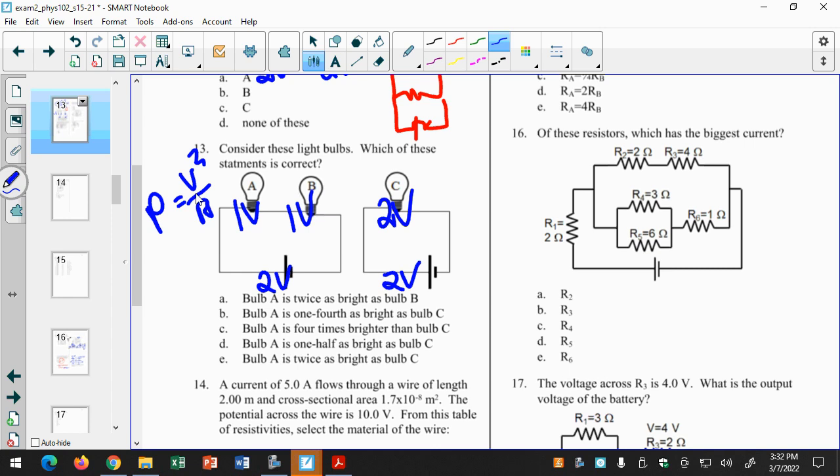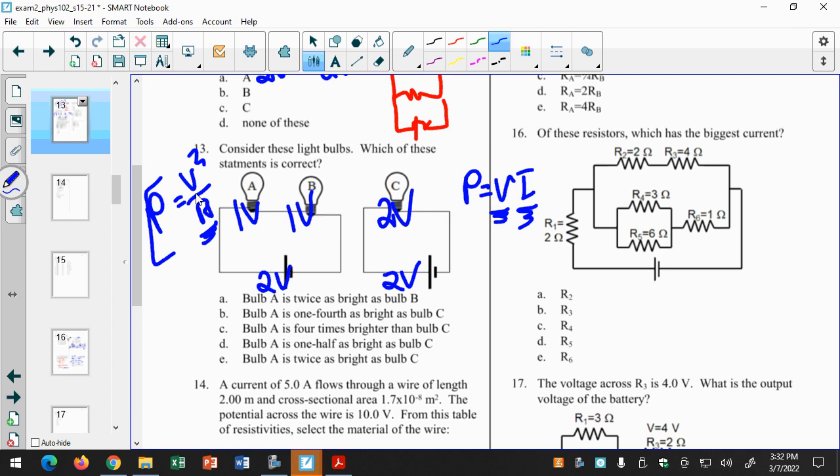The reason, by the way, I didn't use this expression, P equal VI, is because for these light bulbs, they have different voltages, and they have different currents. And I don't really know right off what the currents are, but I do know right off what the voltages are. However, they all have the same resistance, but they have different voltages. So I'm picking an equation where I just have one variable that's changing.